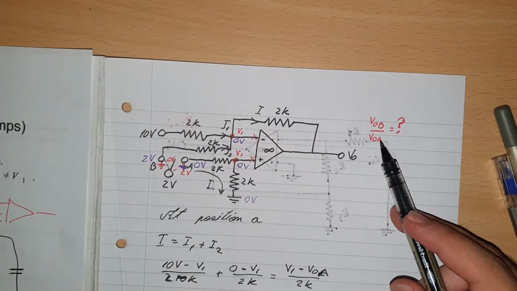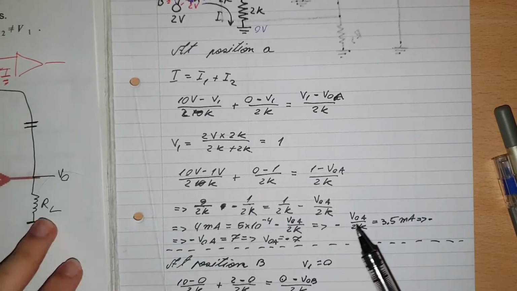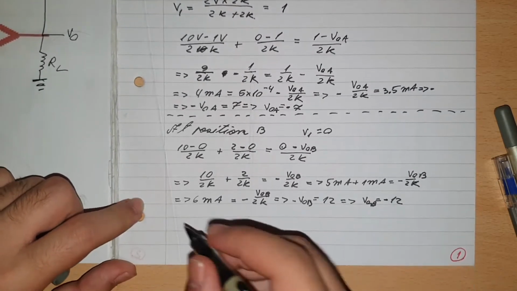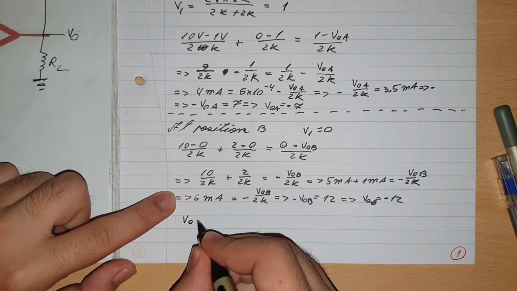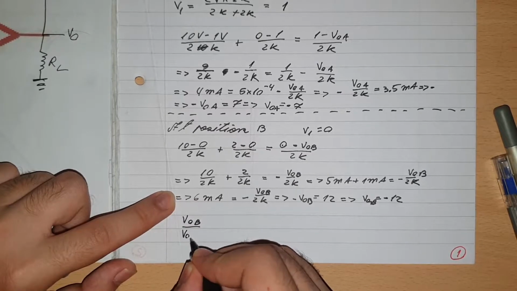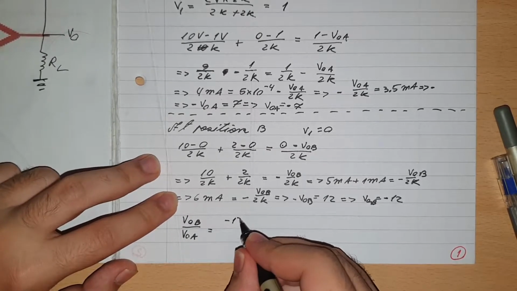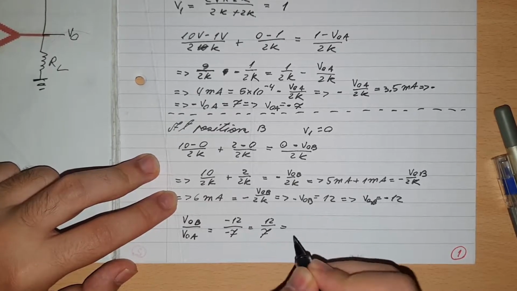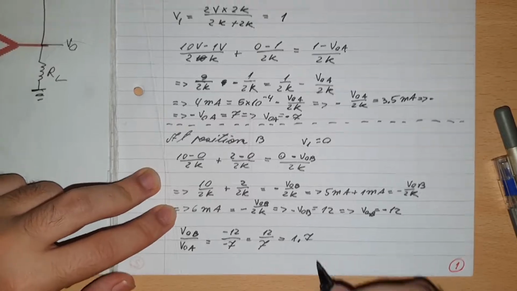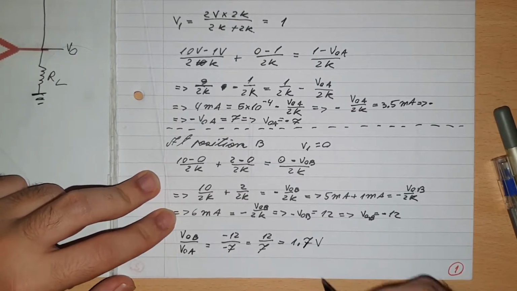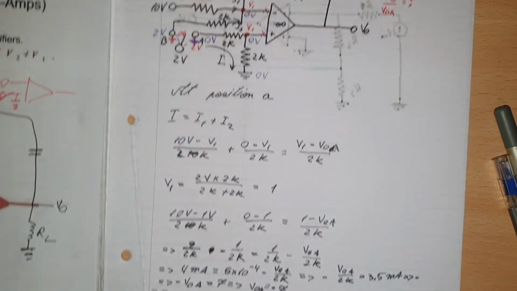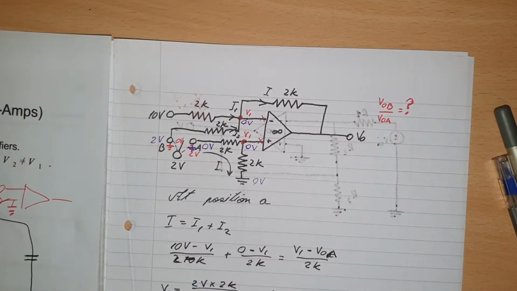It's asking us to divide VOB by VOA. Both of them are negative, so they make a positive division. So VOB divided by VOA is equal to minus 12 divided by minus 7, which is equal to 12 over 7, and that will be equal to 1.7 volts. And that's the answer for this question, for this type of amplifier with a switch.